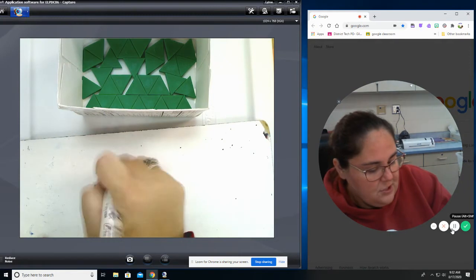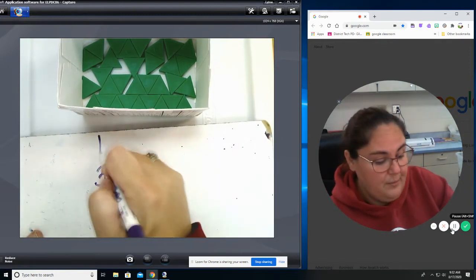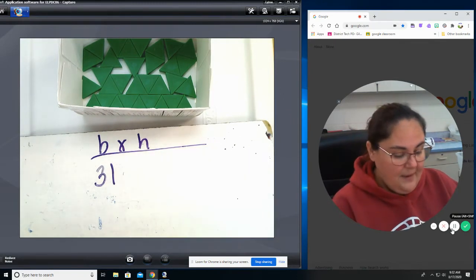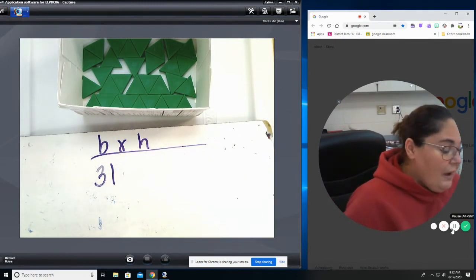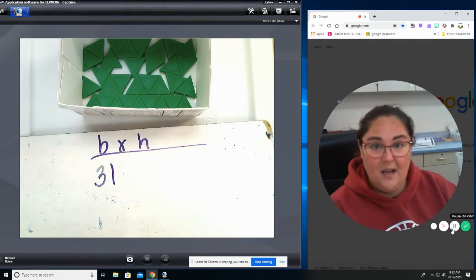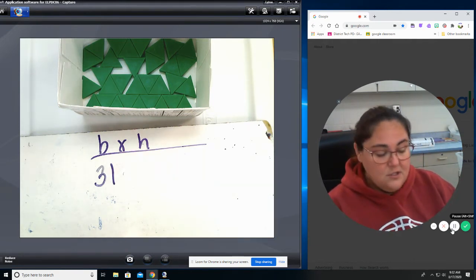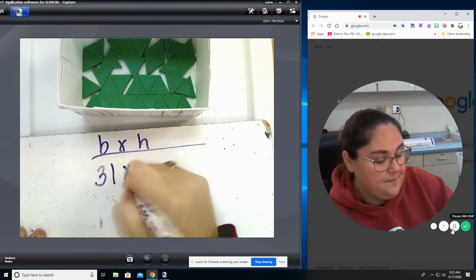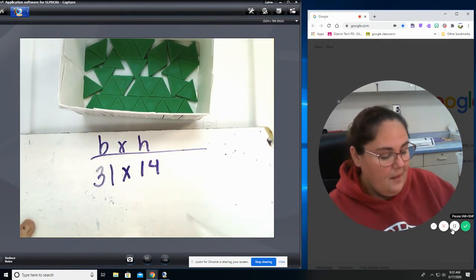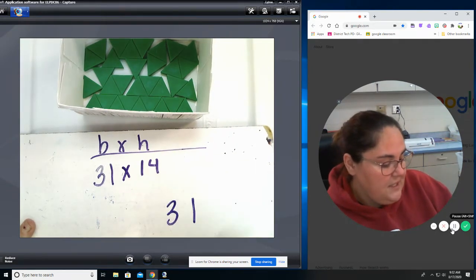31 triangles on my base. So we're going to do base times height. And now I need to figure out my height. So I already measured the height. The height is actually the same because these pieces are the same size as the squares. So my height is going to be 14. So now we're going to multiply 31 times 14.